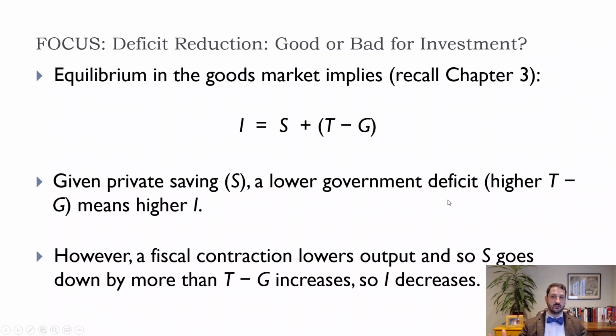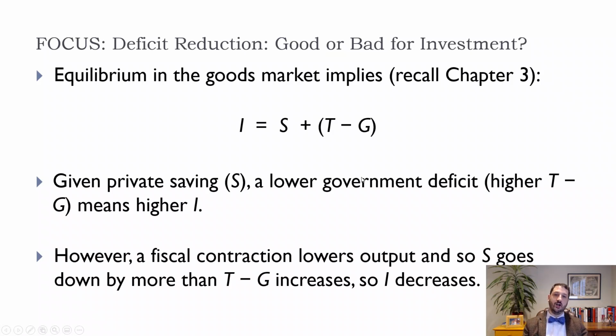So higher T minus G would mean higher I. But private savings is not fixed, right? Private savings, remember, is Y minus T minus C. And so if we have a fiscal contraction, taxes go up, government spending goes down, that means lower output. Lower output could mean lower private savings. And so actually what we would have is lower investment spending.